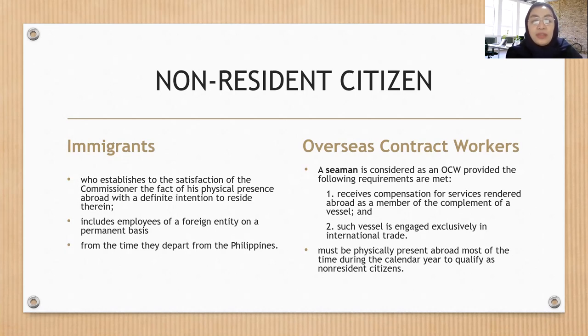Okay. On the other hand, overseas contract workers may also be considered as a non-resident citizen. A seaman is considered an OCW, provided that he is a member of a vessel engaged exclusively in international trade. Okay. To be considered an OCW, you must be physically present abroad most of the time during the calendar year. So, of course, OFWs usually may contract na 2 years. Okay. So if they haven't, for example, in 2021, they left the Philippines in September. So for 2021, since they are in the Philippines for most of the year, they will be considered as a resident citizen. Okay.